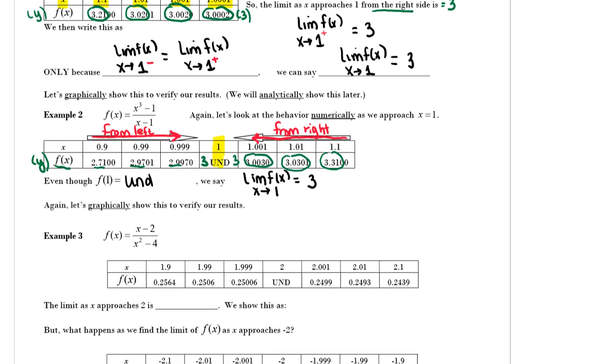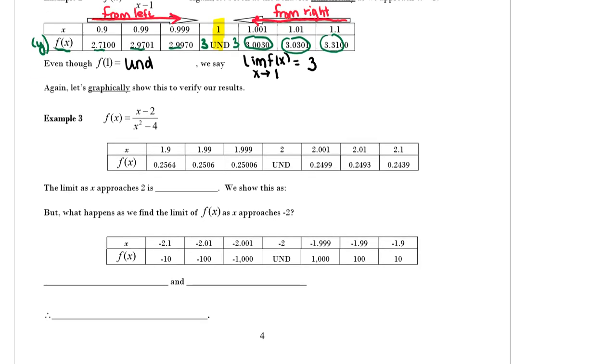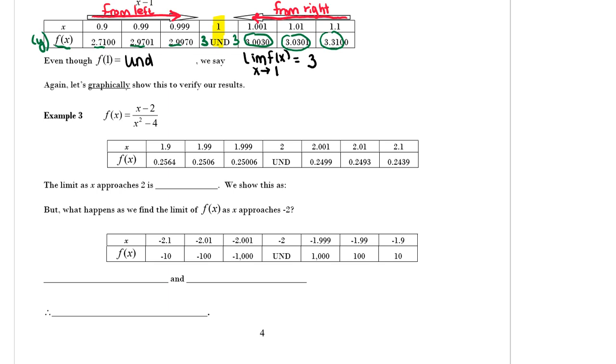Number 3, I'm looking at the rational function f of x equals x minus 2 over x squared minus 4. And again, we've got a table here where our x values look like they're approaching 2 from the left. And our x values are headed towards 2, but from the right. And we want to look at this table and examine what's going on with the y values, or the f of x values.